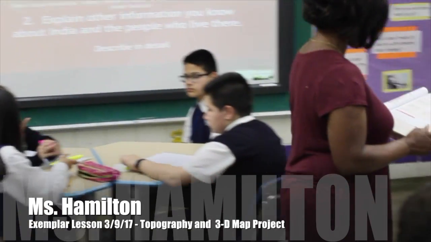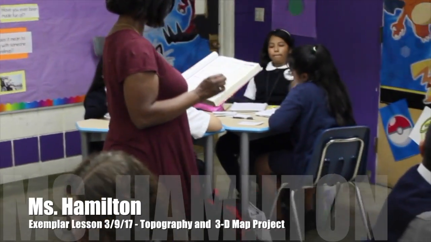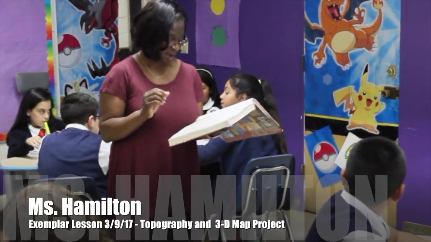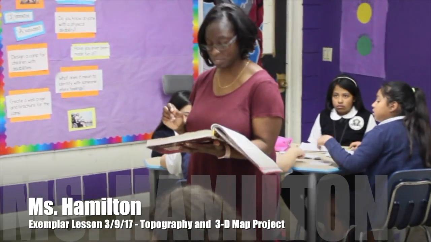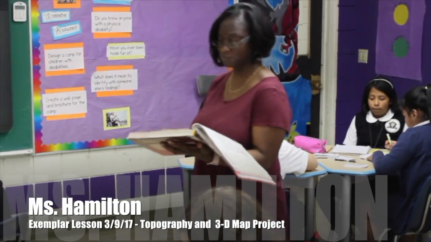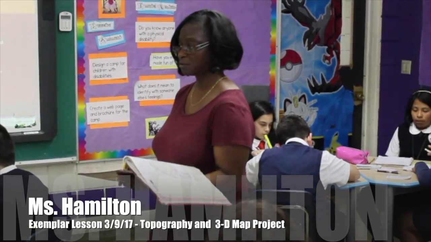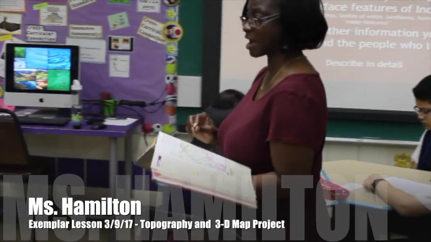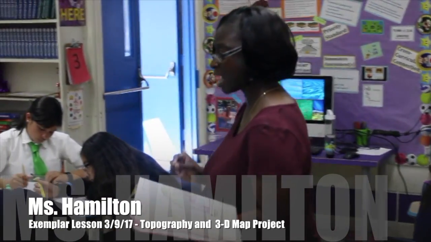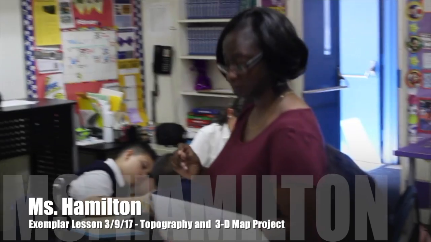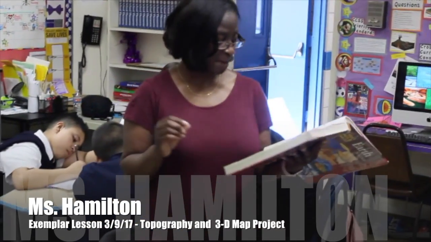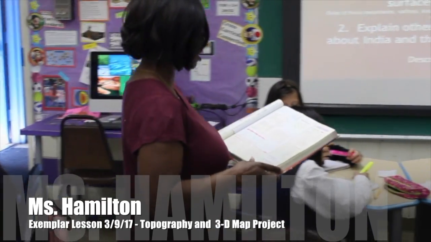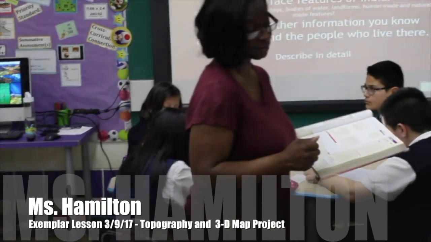Okay, so number 1 says, how do topographic maps represent the Earth's surface? Listen to the answer. Topographic maps use contour lines to show the surface features of the Earth. You didn't have to write it just like that, but look at what you have. If you got it right, highlight it. If you did not get it right, fix it. Topographic maps use contour lines to show the surface features of the Earth.